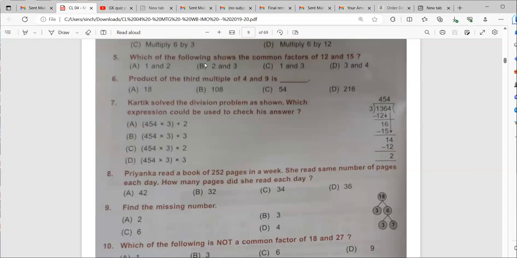Okay, Udit, can you divide 15 and 2 without having any remainder? Factors means you have to divide 12 and 15 with such a number so that you don't have any remainder, or the remainder will be 0.